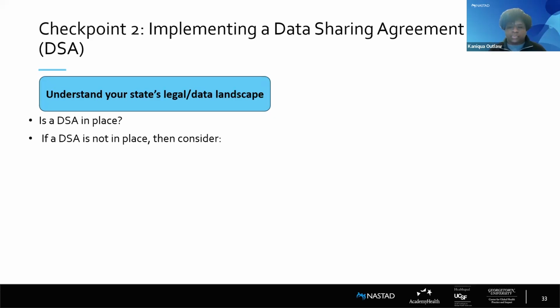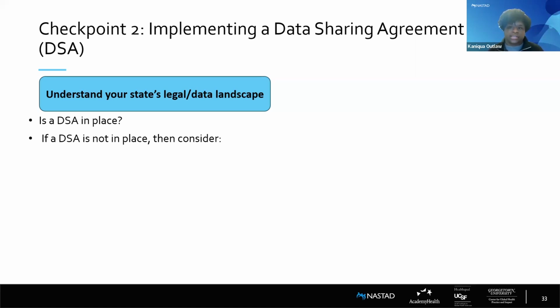So in this checkpoint, we also try to just give a good idea of what it looks like to understand your state's legal or data landscape. And so here, data sharing really comes into play because just having that regulatory infrastructure in place is really key to be able to do this level of work. So one of the first questions that you might want to ask or be able to answer is, is a data sharing agreement in place?